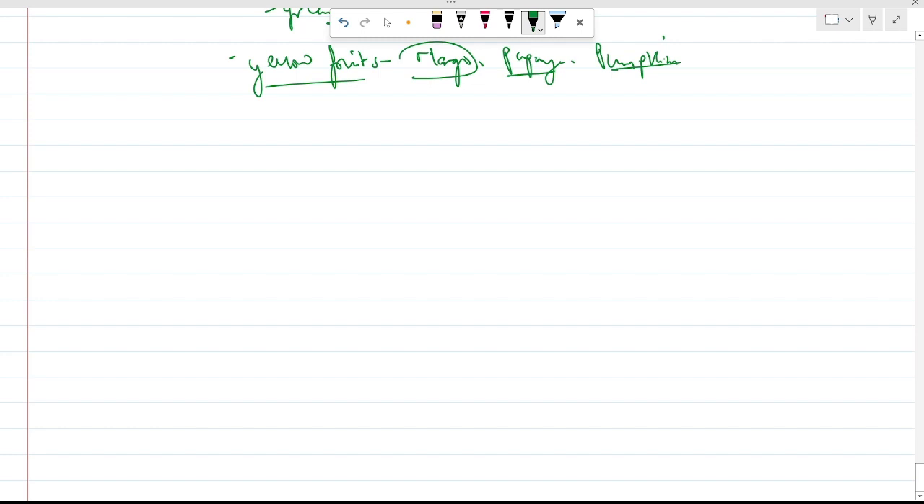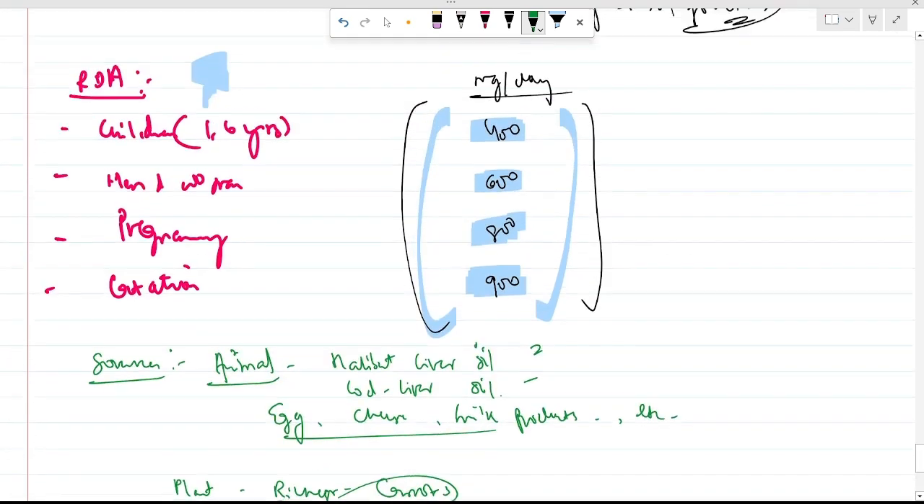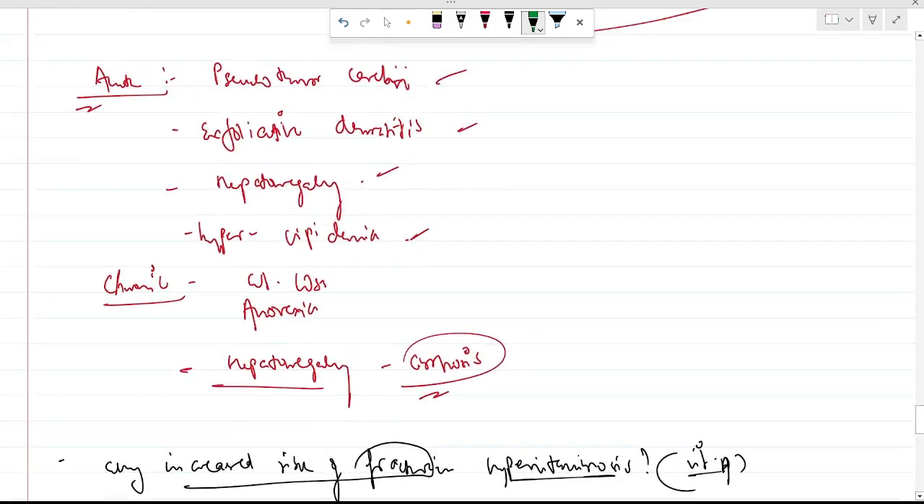One last thing is the biochemical assay of vitamin A. Very simple. There is dark adaptation time, and there is the serum vitamin A assay. Vitamin A level in the serum and dark adaptation time. With this, we conclude our whole vitamin A discussion.